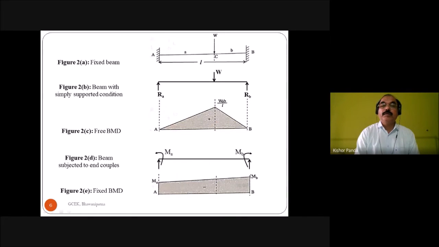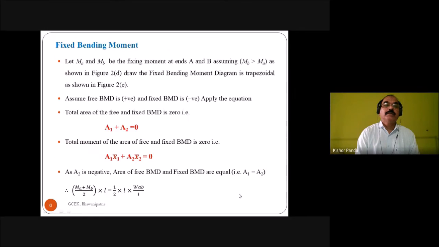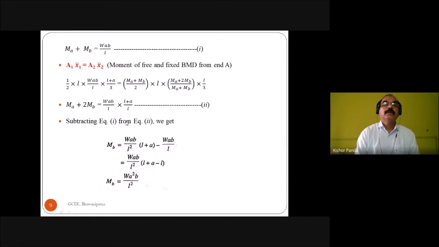Then what is the area of the fixed bending moment diagram? This is a trapezium, a trapezoidal shape. So what is the area of this trapezium? Half into MA plus MB into the length L, or MA plus MB by 2 into L. This is the area of the fixed bending moment diagram, and this is the area of the free bending moment diagram, half into L into WAB by L. So after simplification, MA plus MB is equal to WAB by L. This is equation 1.